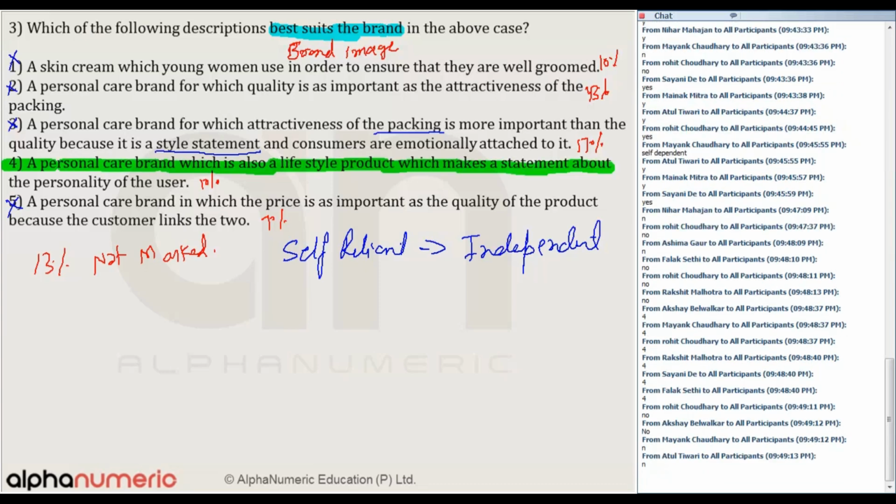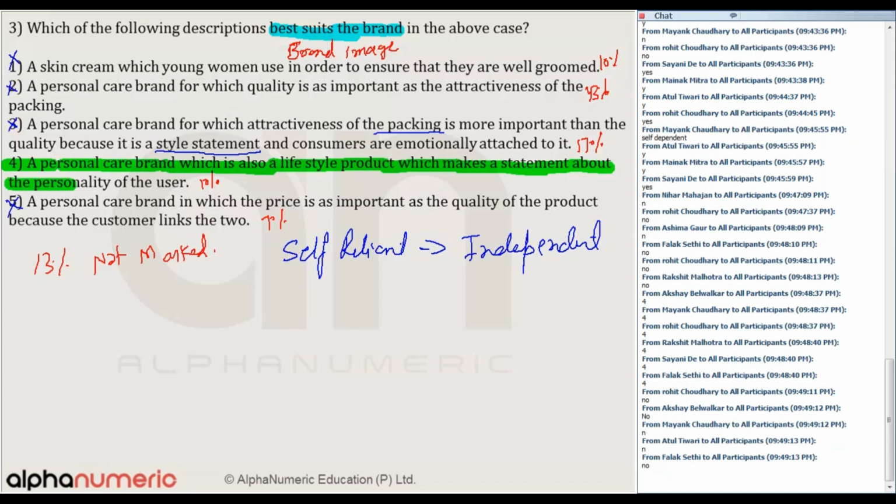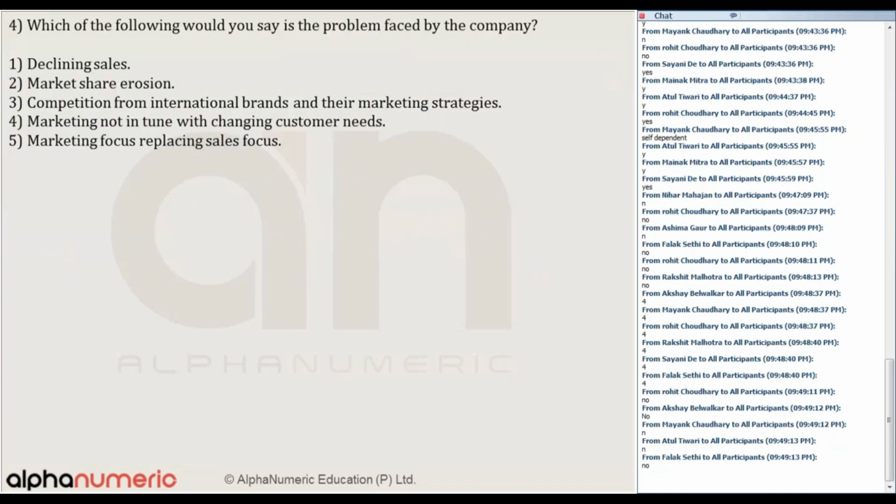Okay. Let's move to the next question, question number 4. First of all, let me give you the data of the result. Question number 4: option A, 27% of you are saying this, 7% of you are saying this, 0% of you are saying this, 37%, and 17%. As we have discussed in the past couple of questions in detail, what was the problem faced by the company?